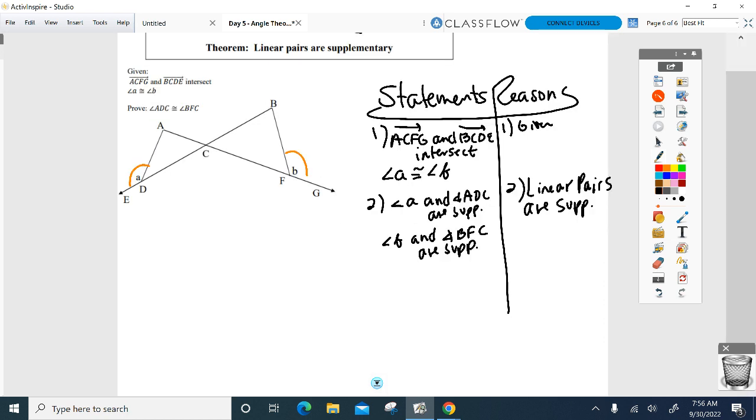All right, so let's finish this. ADC and BFC are supplementary to two angles which are congruent, which makes those angles congruent. If they're supplementary to the same angle or supplementary to congruent angles, they'll be congruent. Supplements of not the same angle, but congruent angles are congruent. So it's just a matter of looking at the diagram and saying, are they supplementary to the same angle or supplementary to two angles that are congruent?